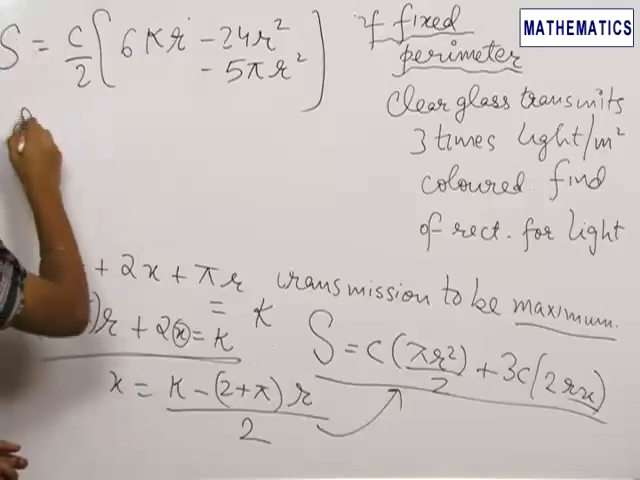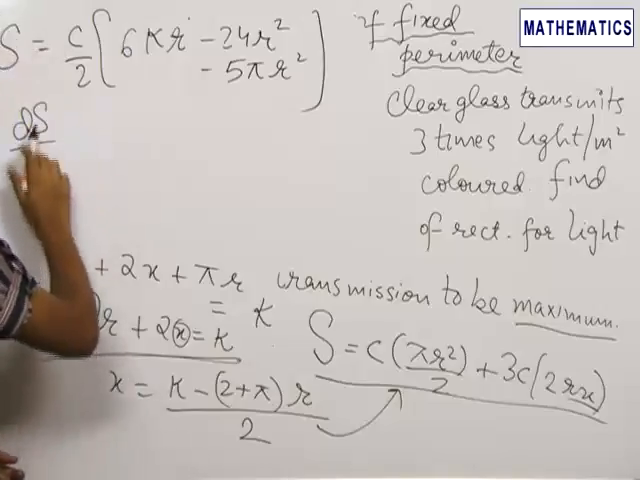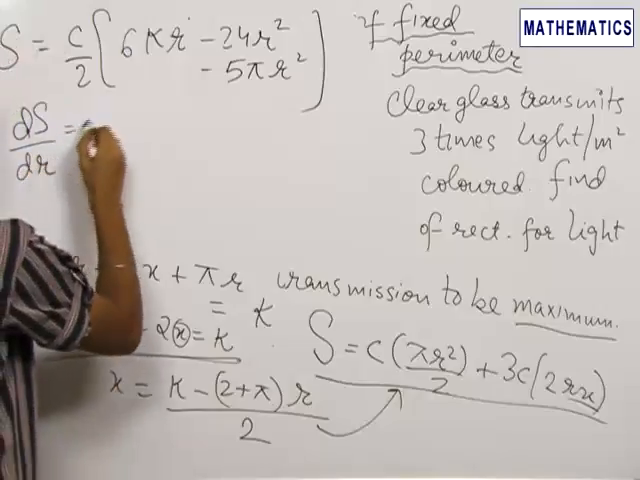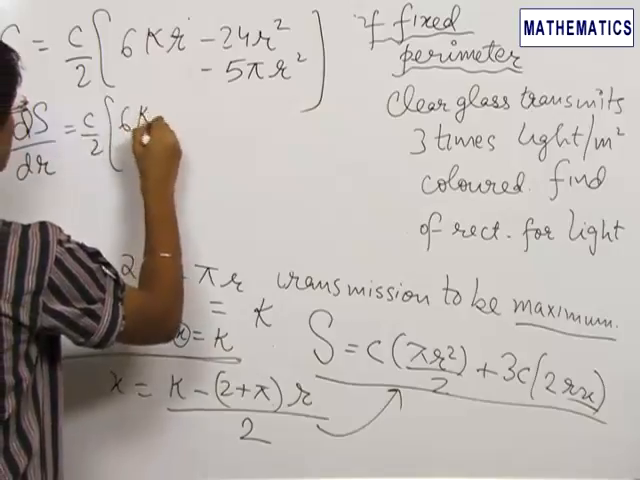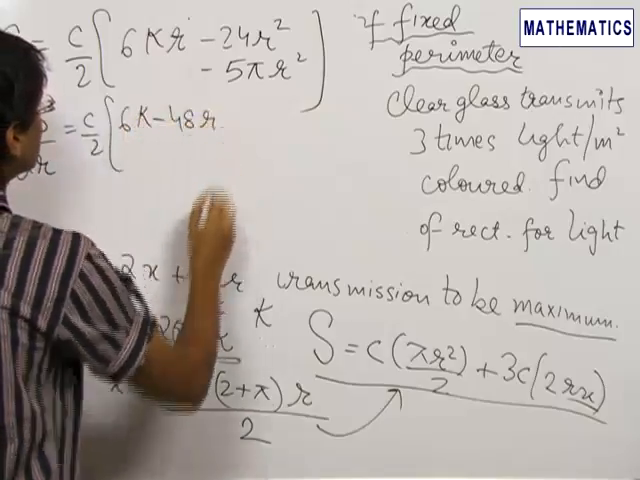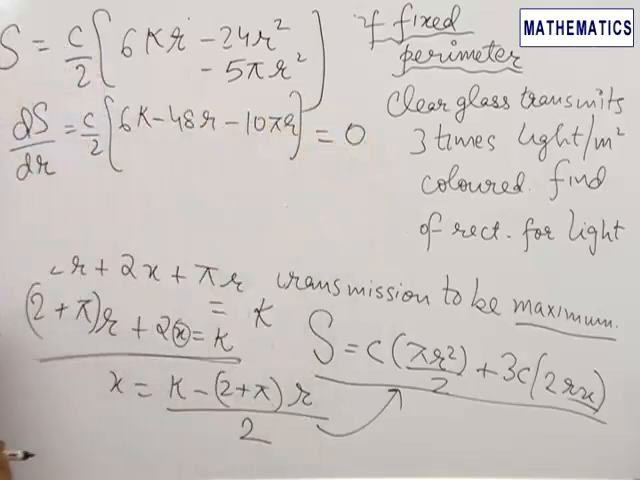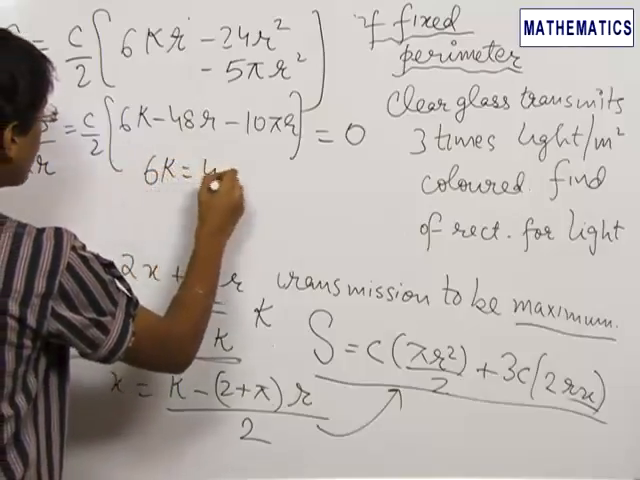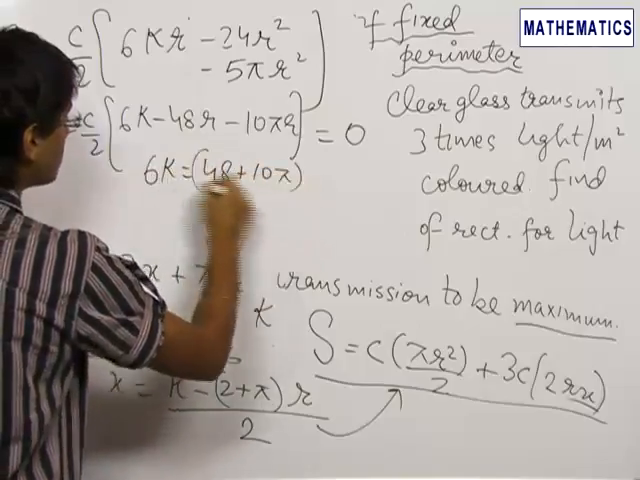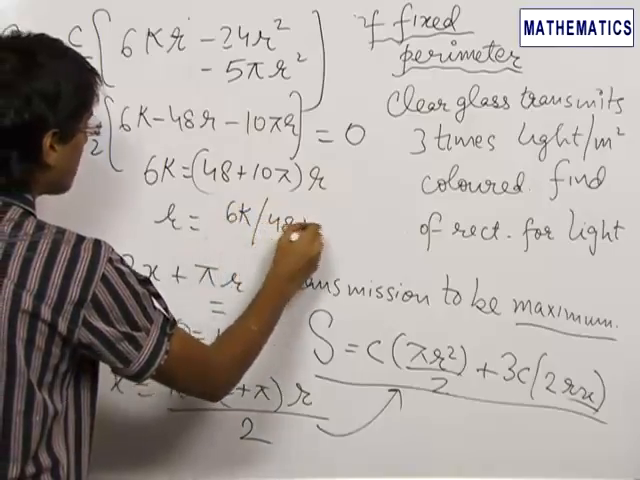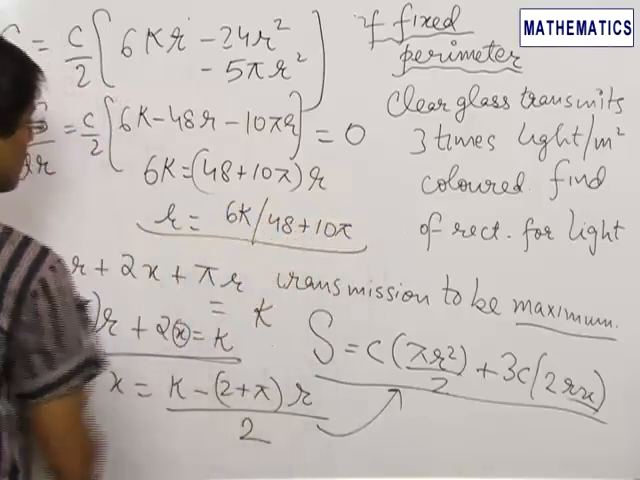Now we can very easily differentiate the total light S with respect to the variable r to get C by 2 times 6k minus 48r minus 10 pi r and put it equal to 0, because we know that at the point of maxima or minima the derivative is equal to 0. This gives us 6k is equal to 48 plus 10 pi times r, and r is equal to 6k upon 48 plus 10 pi.